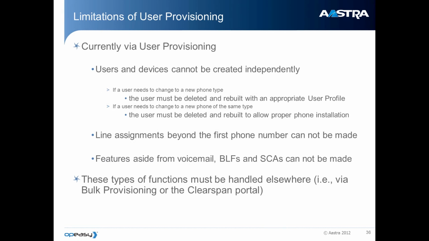Currently, via user provisioning, users and devices cannot be created independently. If a user needs to change to a new phone type, the user must delete and rebuild with the appropriate user profile. Or, if the user needs to change to a new phone of the same type, the user must delete and rebuild to allow proper phone installation. Line assignments beyond the first number will not be made. Features aside from voicemail, BLF, and SCAs cannot be made as well. These types of functions must be handled elsewhere, either via bulk provisioning or ClearSpan portal.